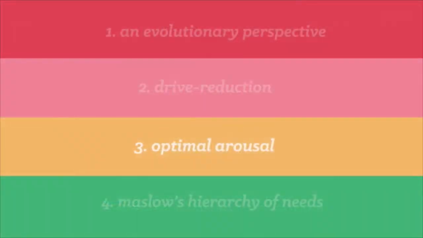However, we're also clearly more complicated than our homeostatic systems, and drive reduction theory may oversimplify a lot of our behavior. For example, a person may fast for days, ignoring their body's hunger to honor some spiritual or political cause, and I know I'm not the only one who sometimes eats when I'm not actually hungry. So a third theory, the theory of optimal arousal, attempts to fill in some of those gaps.